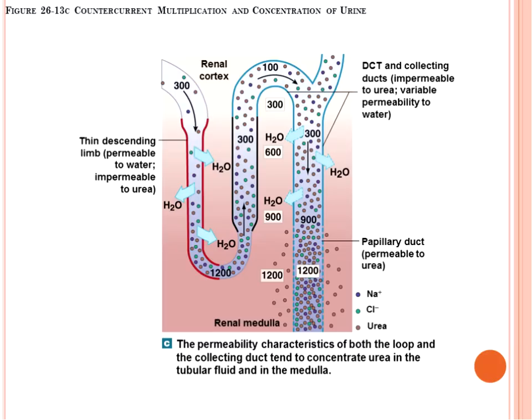So remember, the concentration of the sodium and the chloride ions in the peritubular space in that medulla is driving the water out. And so we have a lot more concentrated filtrate at this point here. And then the distal convoluted tubule and the collecting ducts are impermeable to urea, so it's going to stay in the filtrate itself. But how much water comes out is variable. And remember, the reason that's variable is in part because the collecting ducts are under the control of antidiuretic hormone.